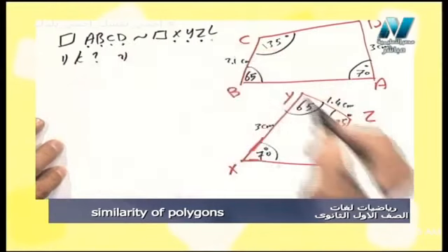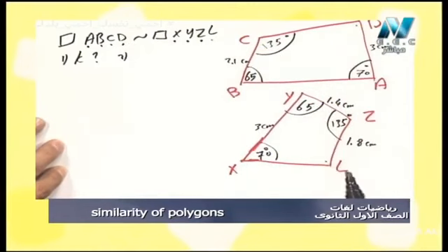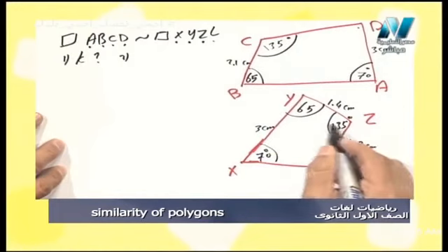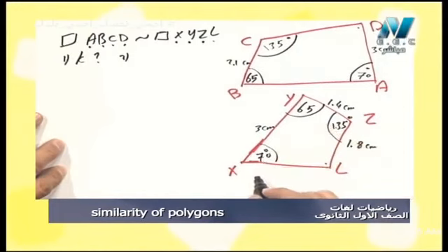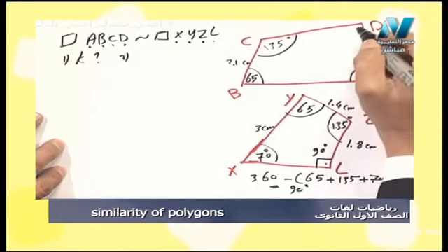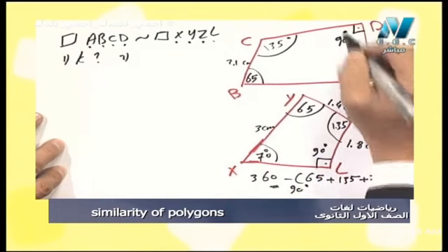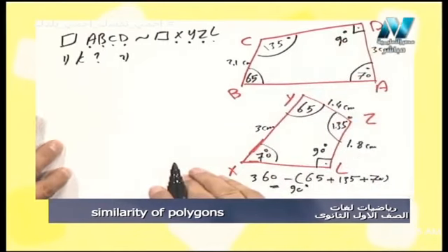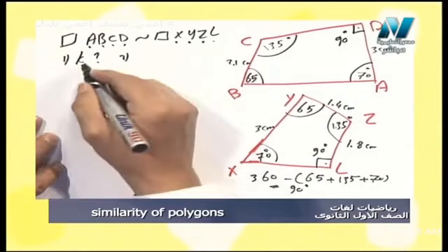Measure angle D equals measure angle L here, but we don't have the measure, so we can subtract the sum of these angles from 360. If we write 360 here, minus 65 plus 135 plus 70, the answer will be 90. So angle L here equals 90, and its corresponding angle D equals 90 also. So we have all the angles. And what about the sides and K?